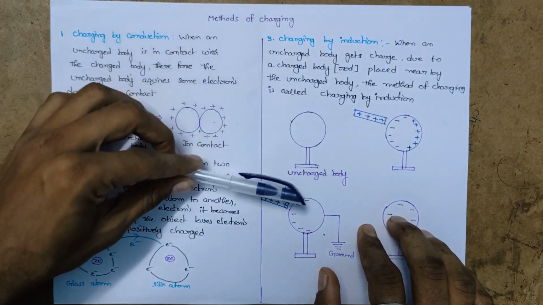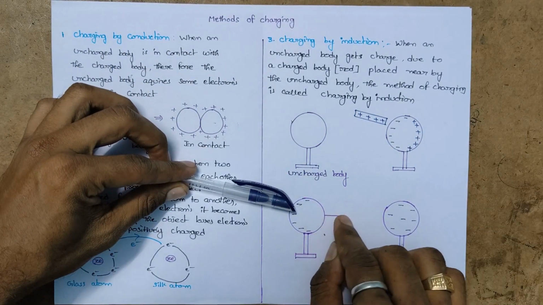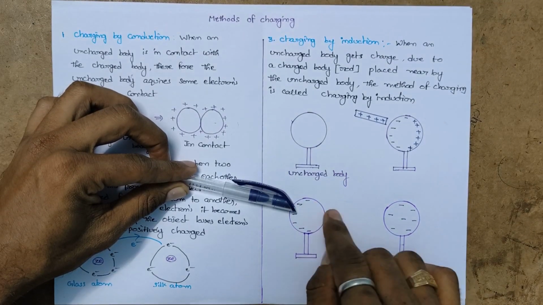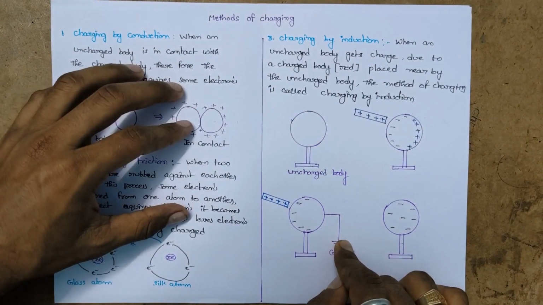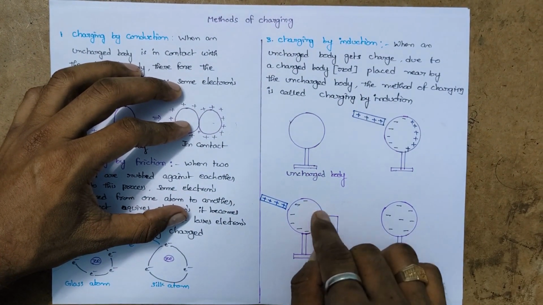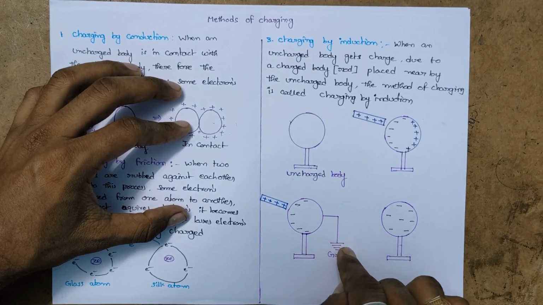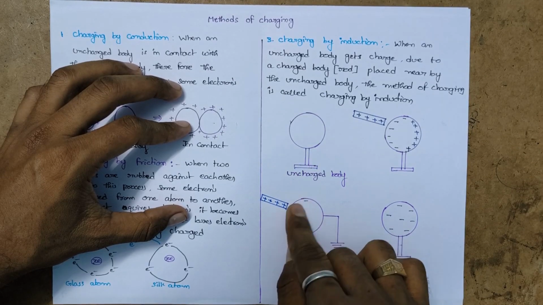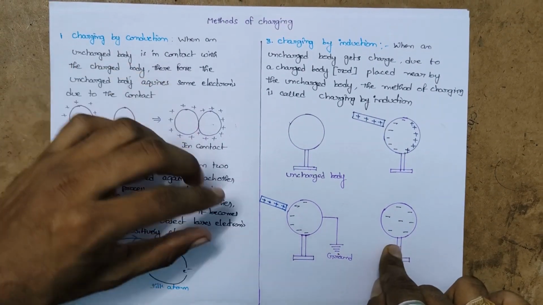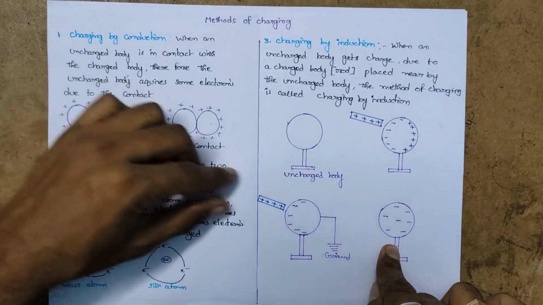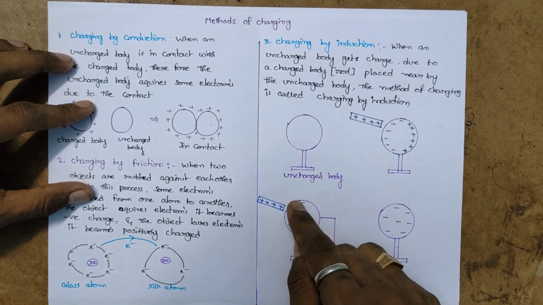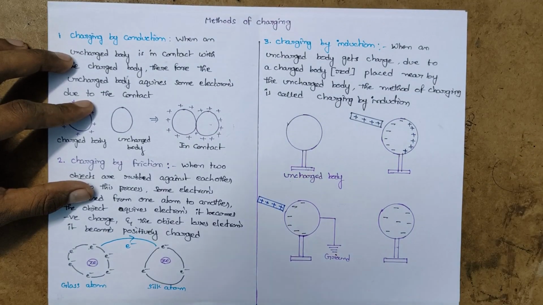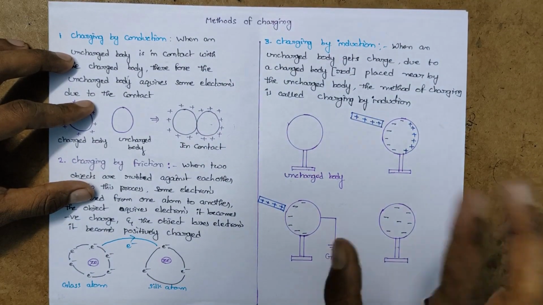Now coming to the third diagram, the same method. In this case, I am connecting this body to the ground. So whenever a body is connected to the ground, automatically whatever positive charges were present in this region move towards the ground, and only electrons, or negative charge, remain inside the body. And in the fourth case, if you remove this charged conductor away from this body, then this negative charge is entirely distributed inside the conductor. This method of charging is called charging by induction.